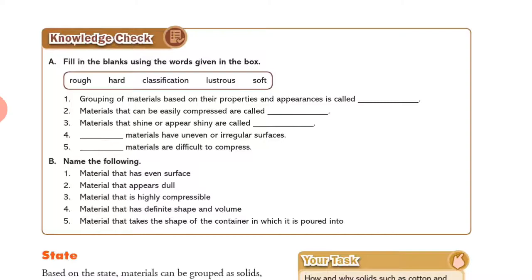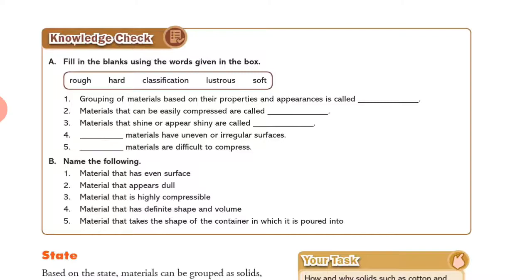Now name the following material. Material that has even surface. Even means एक जैसा. Smooth. They are known as smooth materials. Material that appears dull. They have no shine. That is, they are non-lustrous. Next is material that is highly compressible. Soft materials. Okay, they can be easily compressed.